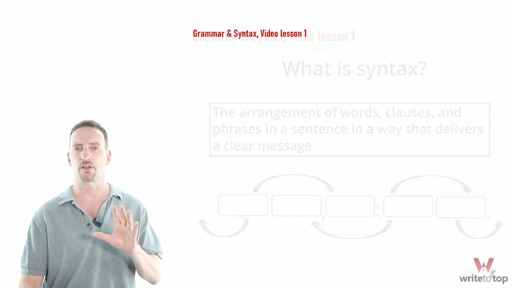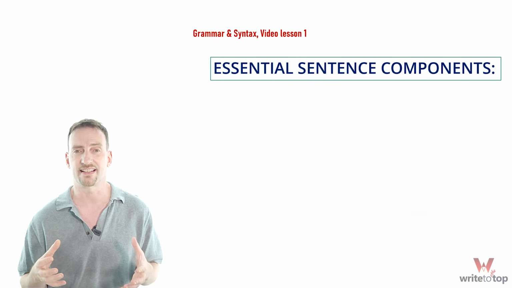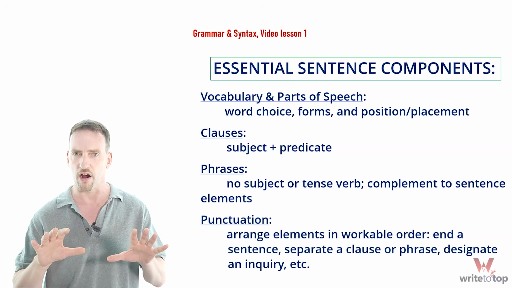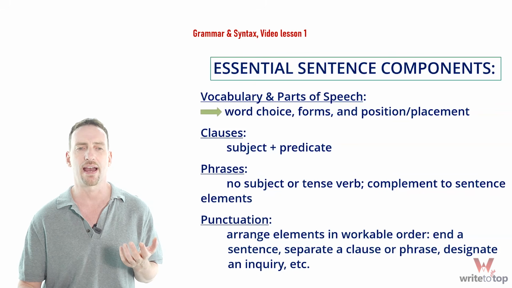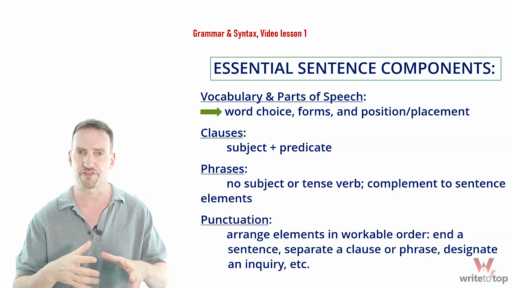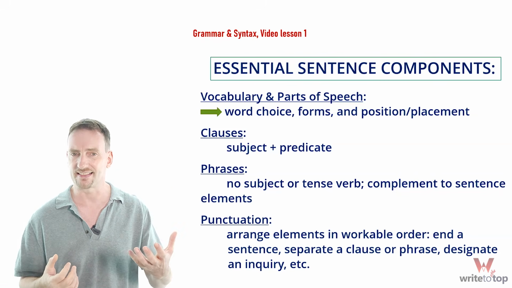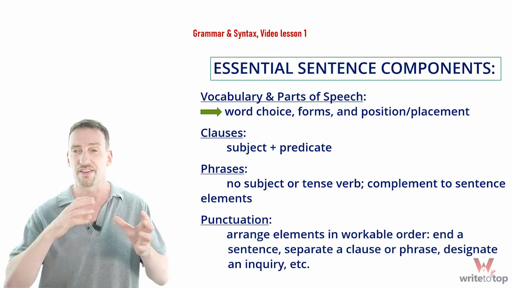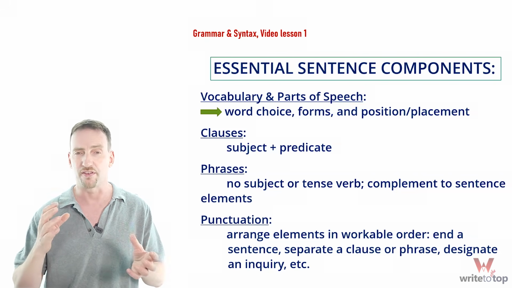Okay, so we're going to start with the essential components of a sentence, right? What has to be in a sentence, what can be moved around, etc. So we're going to look at all these different parts of the sentence, the essential components. We're going to start with vocabulary and parts of speech. So of course, as I said before, vocabulary is the first step in learning or improving your writing. Grammar and syntax is the second step. But vocabulary and parts of speech basically means your word choice, the forms you use, whether you're using adjectives or nouns or verbs.